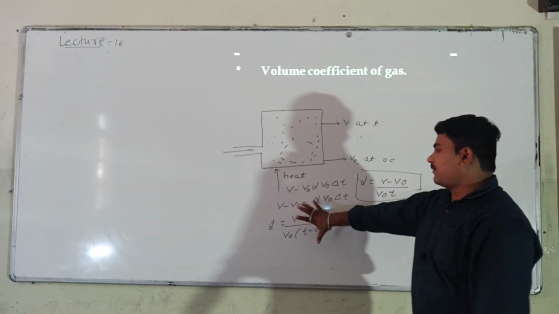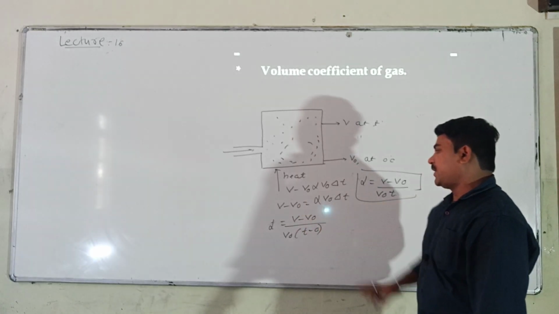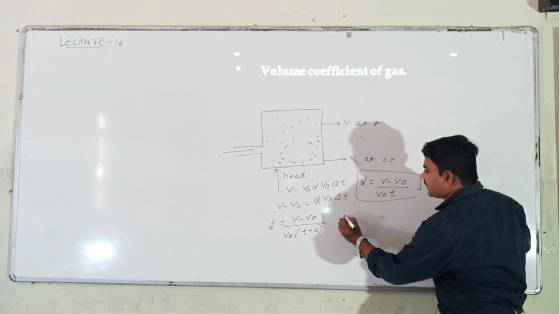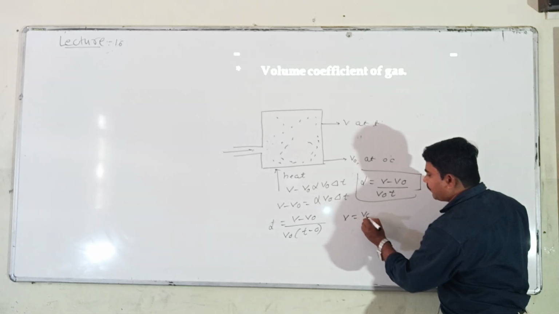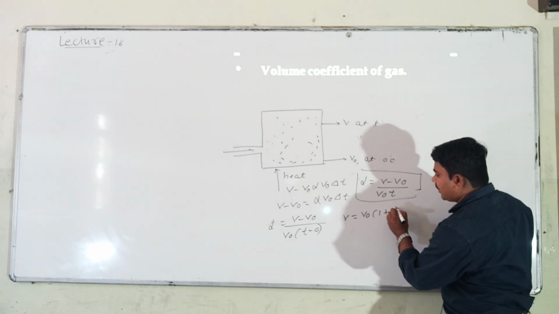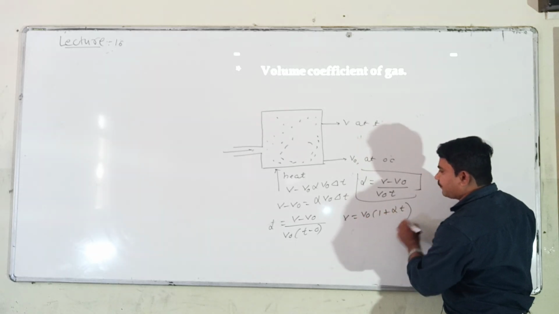This equation, V minus V0 equal to alpha V0 T, can be rewritten so that V is equal to V0 into bracket 1 plus alpha T. From this equation you can write it, right?